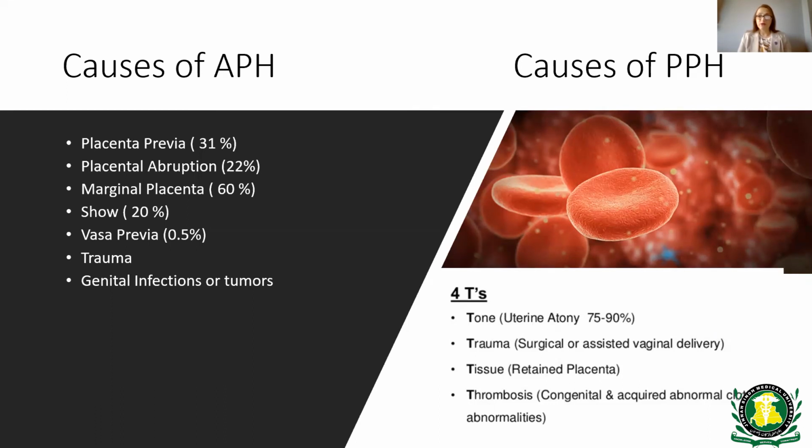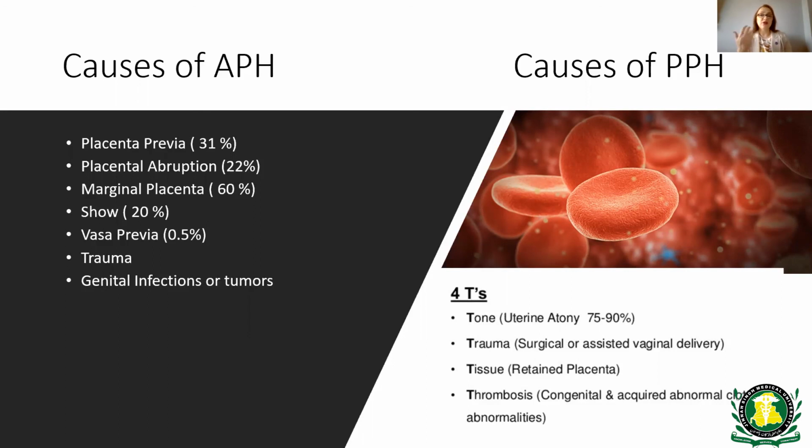Now, when we talk about causes of postpartum hemorrhage, we need to remember that once the mother is delivered, we need to remember the 4 T's. The first T is tone, the uterine atony. The uterine atony, or the relaxed uterus which fails to contract, is attributable to postpartum hemorrhage in about 75 to 90% of cases.